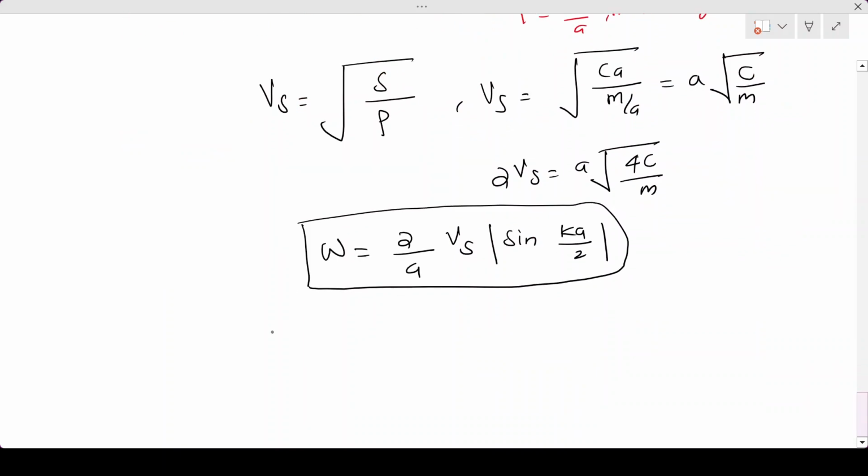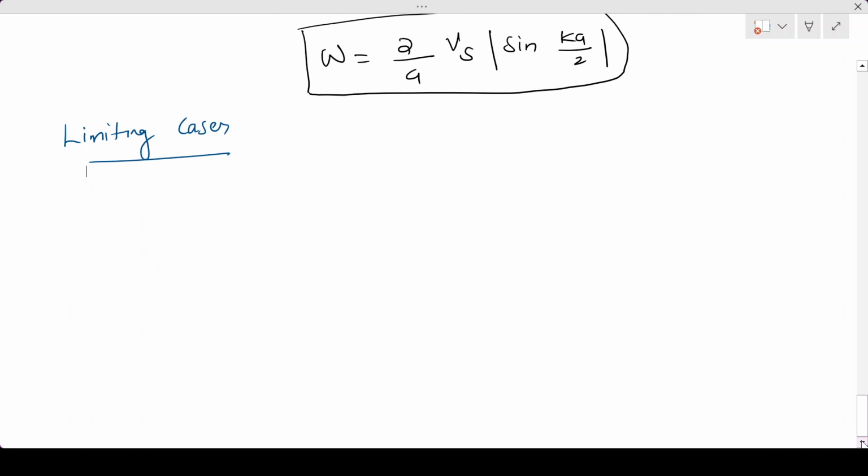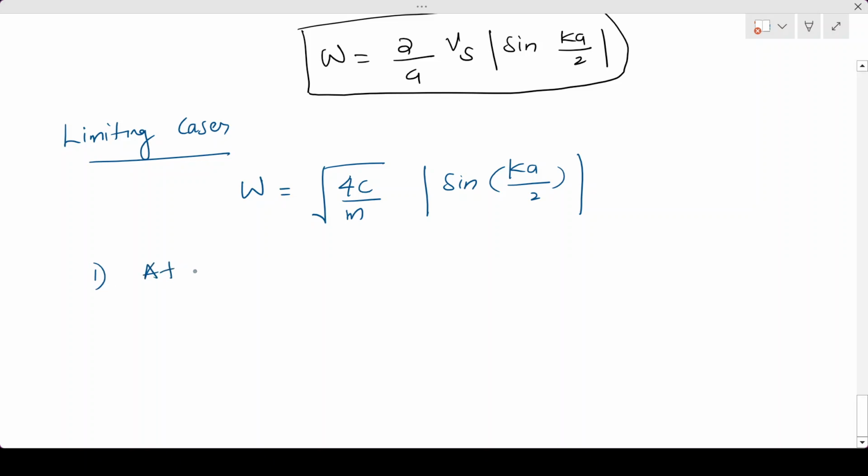And now here we consider some limiting cases or some specific conditions. So let me just discuss some limiting cases. Limiting cases means we are considering the above frequency equation, which is omega equal to the frequency of vibration of a monoatomic lattice, root 4C by M sine Ka by 2. So this is our equation, right? So now we have the first condition, that is at low frequency.